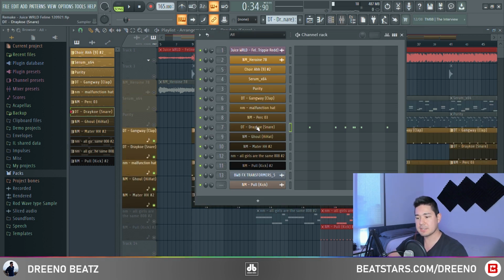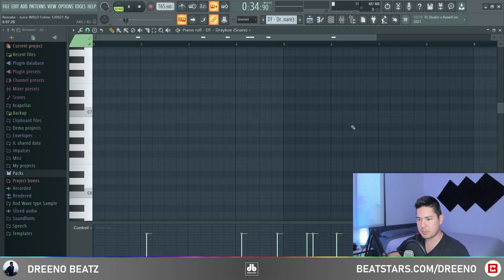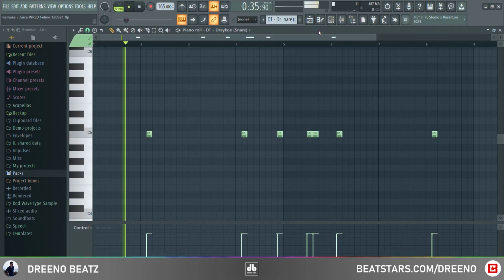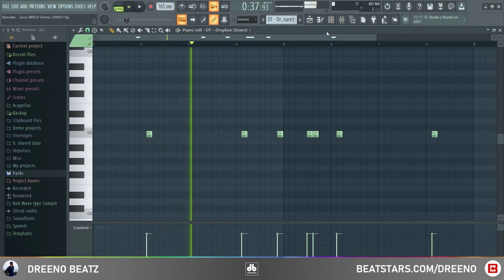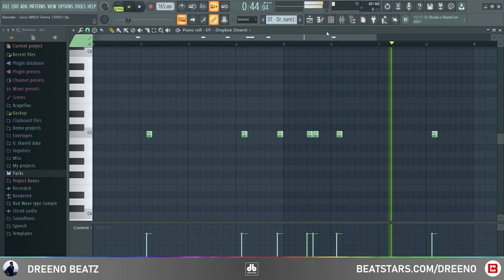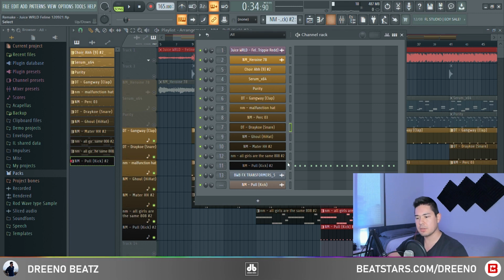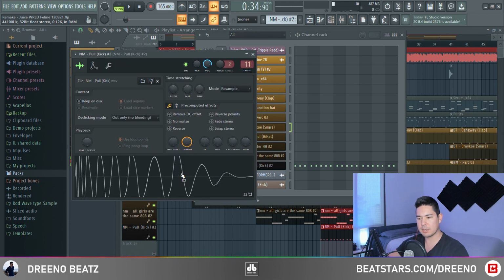All right, next we got a snare coming in, one from DT's kit called the Draco snare. Here's the pattern with all the drums. And lastly, you have a kick coming in. For this one, I'm using the Nick Mira pull kick.